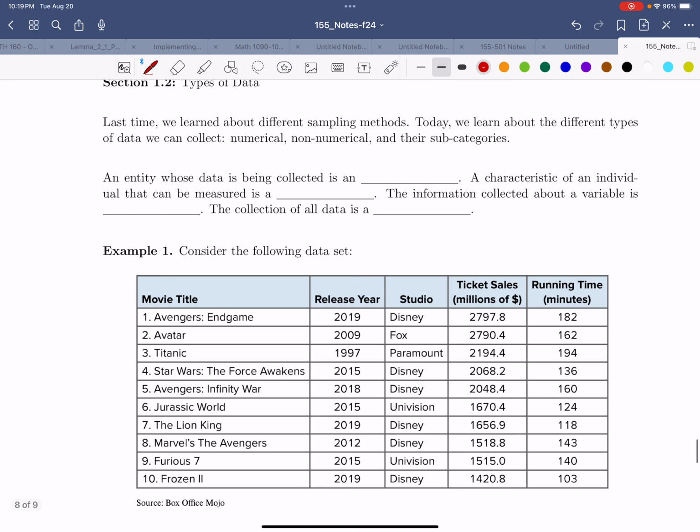We kind of mentioned this before a little bit, but let's be a little more rigorous. An entity whose data is being collected is an individual. Right. A characteristic of an individual being measured is a variable. Information being collected about the variable is data. And the collection of all data is, I would call it, a study.